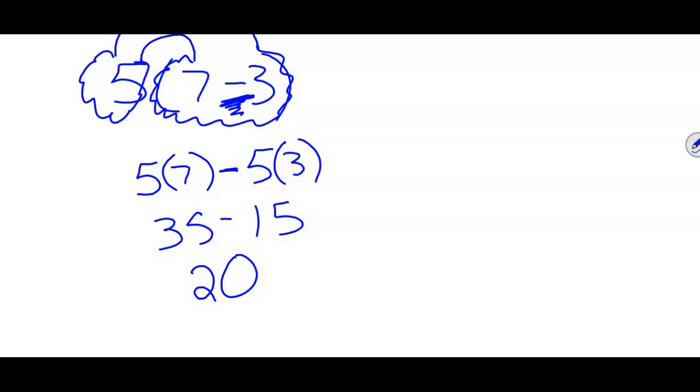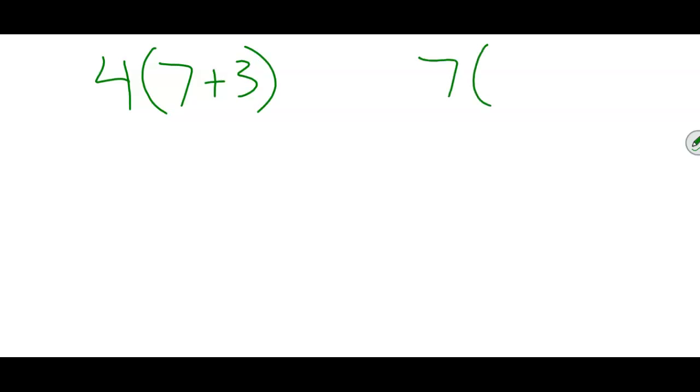All right. So that is your distributive property. Are you ready to try 2 on your own now? Yes. You got it. Okay. Let's go with 4, open parentheses, 7 plus 3. Go ahead and solve these 2 distributive properties.